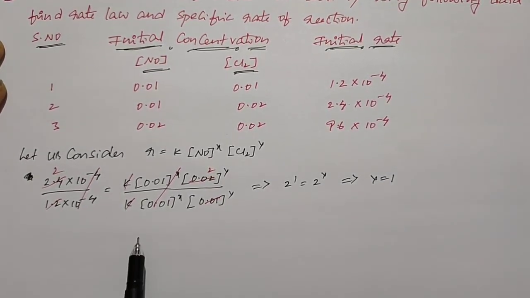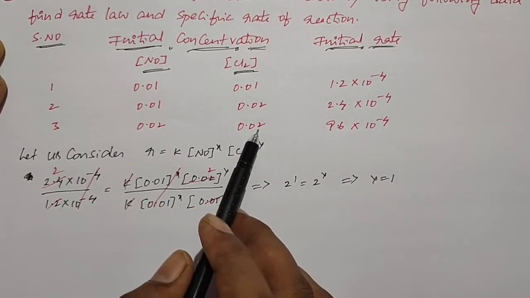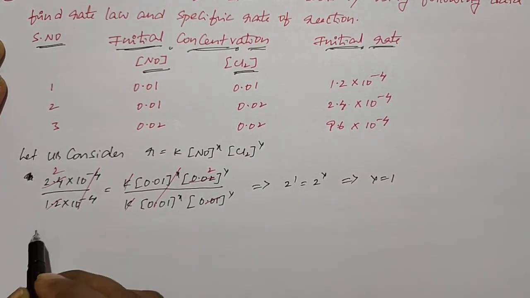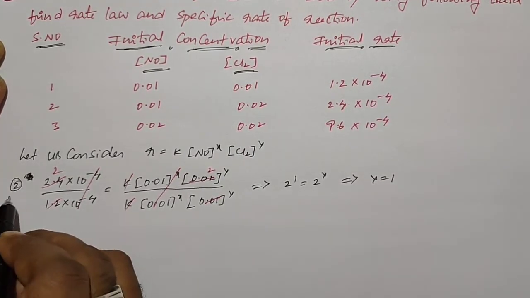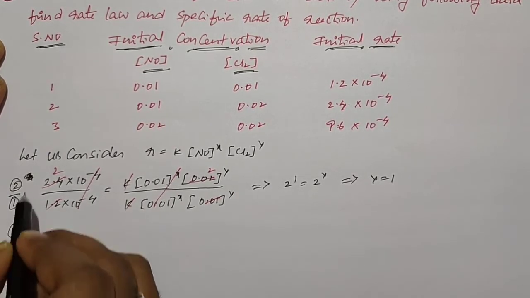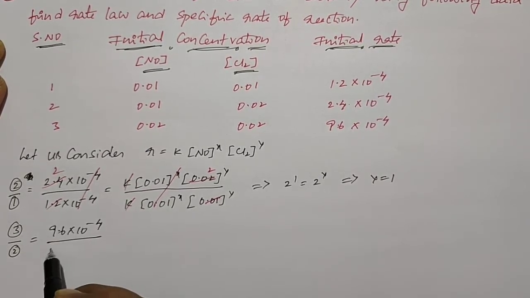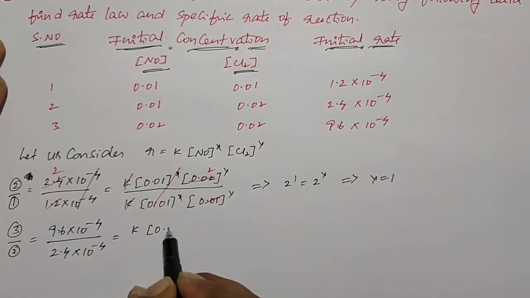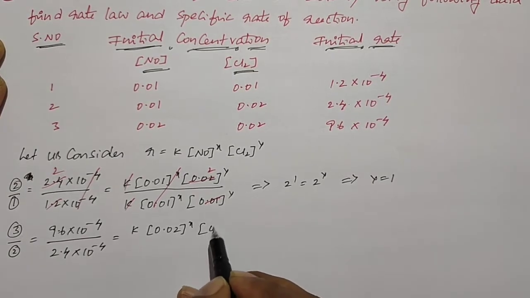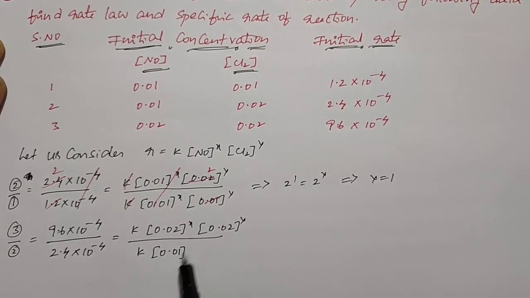Now to get the x value we need to take one more 2 sets. This time I take the ratio between the third set and the second set based on the rate law. Then we get 9.6 into 10 power minus 4 by 2.4 into 10 power minus 4 is equal to k into 0.02 whole power x into 0.02 whole power y by k into 0.01 whole power x into 0.02 whole power y.